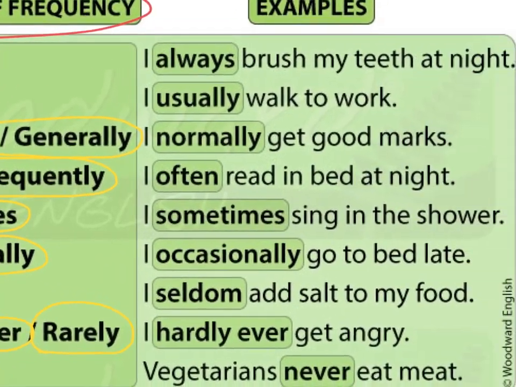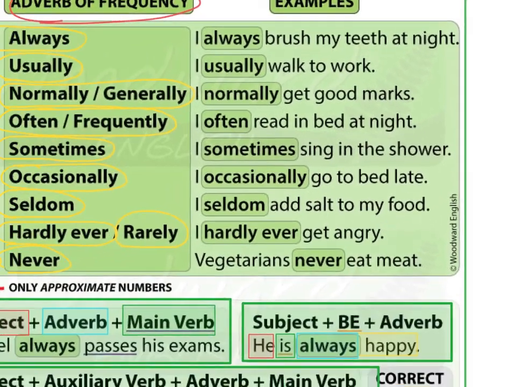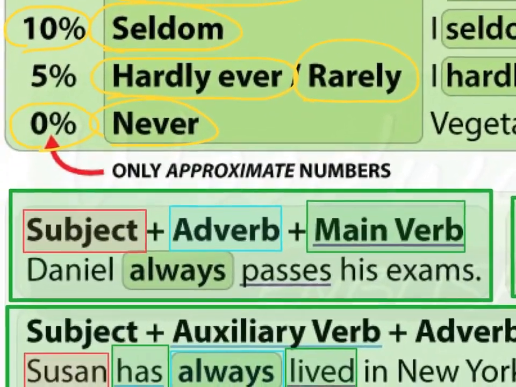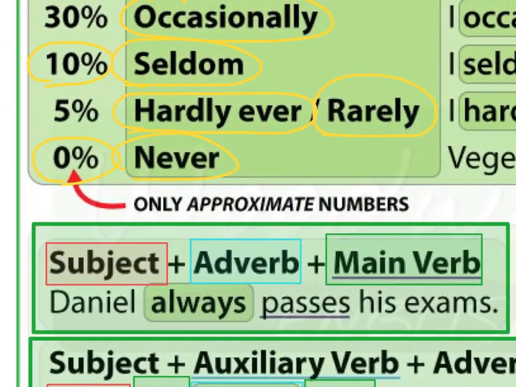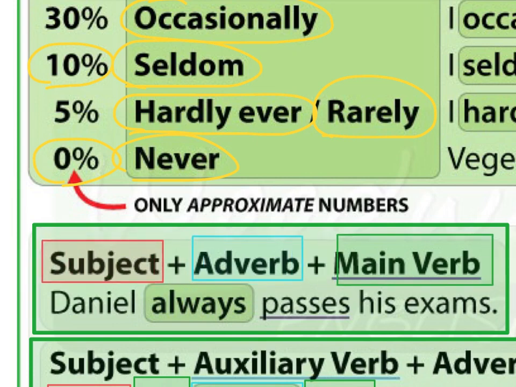And in our example sentences, you can see over here that they all begin with the subject, and then they have the adverb of frequency, and then they have the action verb. These are following this example, this type of sentence right here. The subject, and then the adverb of frequency, and then the action verb. So it's going right in between the two.